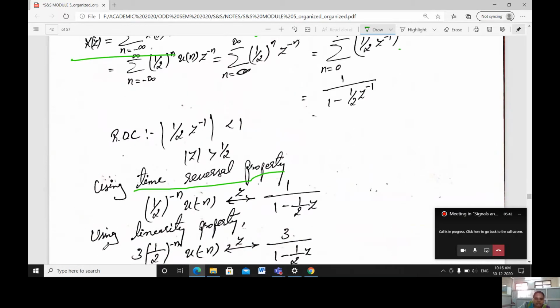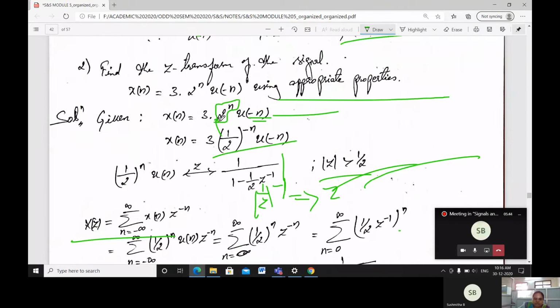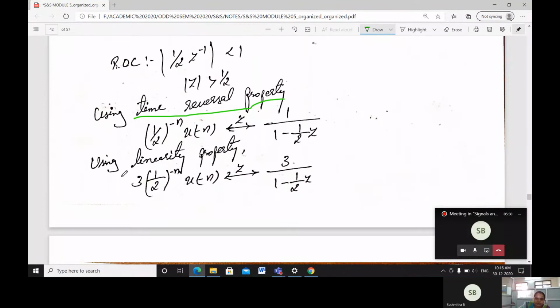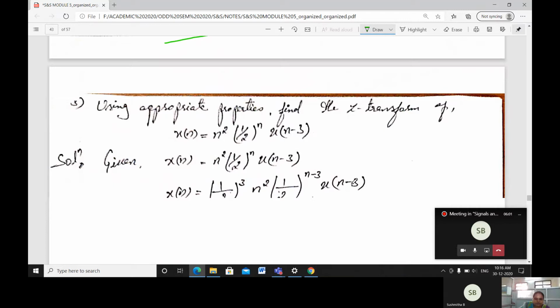Then, using the linearity property, we also have to multiply by 3 here. Therefore, for 3 times 1 by 2 power minus n u of minus n, the Z transform is 3 divided by 1 minus 1 by 2 Z. This is what you will get.